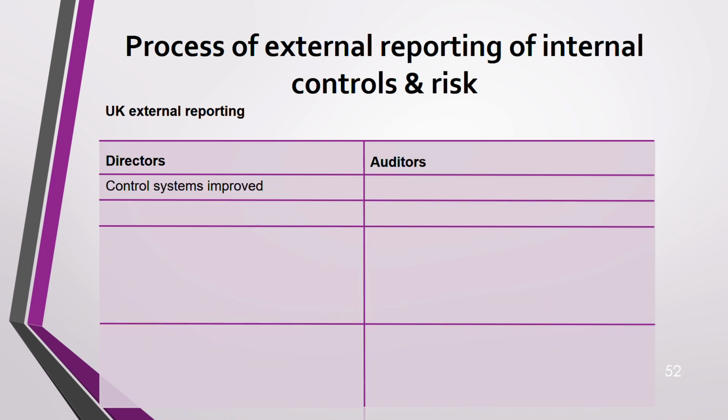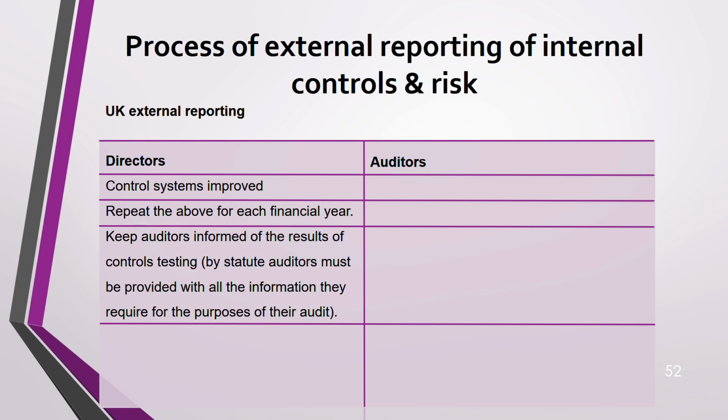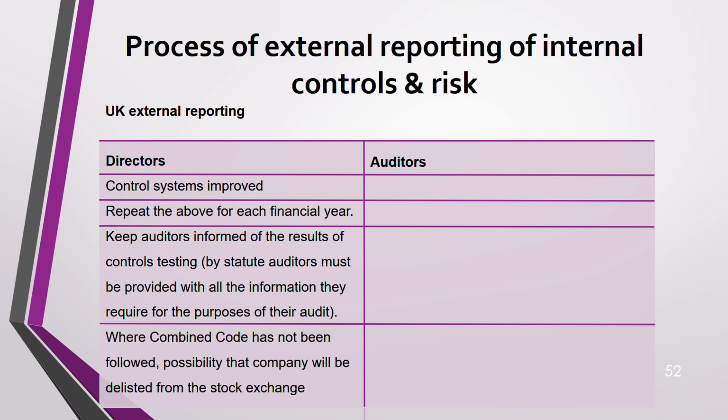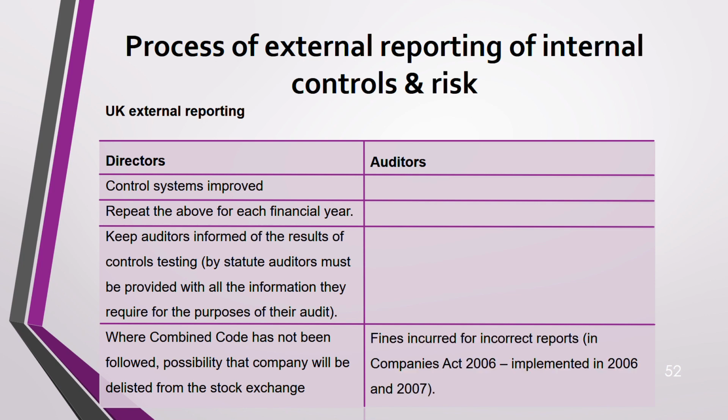Then what directors do, the next step, they improve the control system. They repeat for each financial year, like every year they have to improve. Keep auditors informed of the results of the control testing. And combined code, where combined code has not been followed, the company will be delisted from the stock exchange. Okay. Auditor, what do? Fines are incurred for incorrect reports. If incorrect reports, fines you have to incur, fine according to Companies Act 2006.